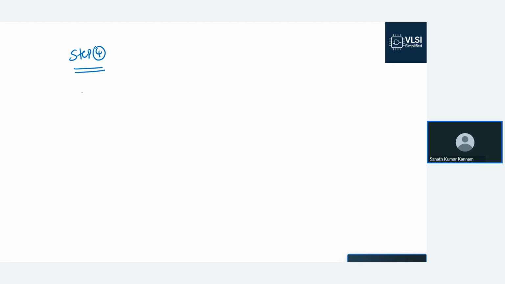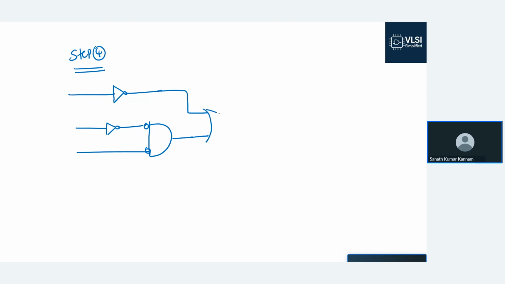So step 4, if you draw, what are you getting? This is an inverter, and this is an inverter. Here two inverters are cancelled. This is the bubbled AND, and here this is OR with the bubbled output we added, and this is an inverter, output Y. So this is A, B, and C. Okay. So next step 5.